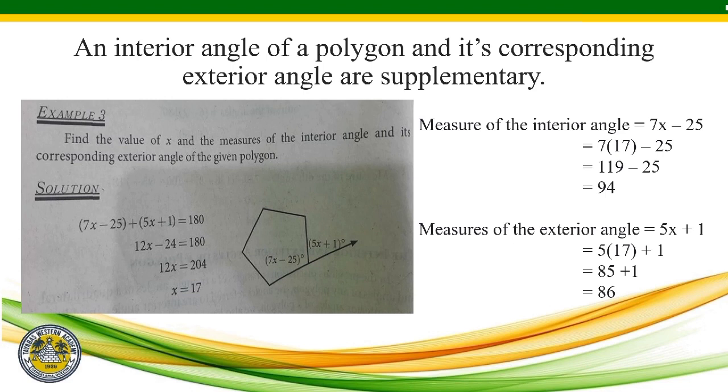And then the measure of your exterior angle, wherein you have 5x plus 1. So just substitute 17 for x. So you have 5 times 17 plus 1. So 5 times 17, you have here 85, plus 1 is 86. So therefore, the measure of the exterior angle is 86. So remember that the measure of your interior angle and exterior angle are supplementary with each other. So if you add 94 and 86, you have here 180 degrees.